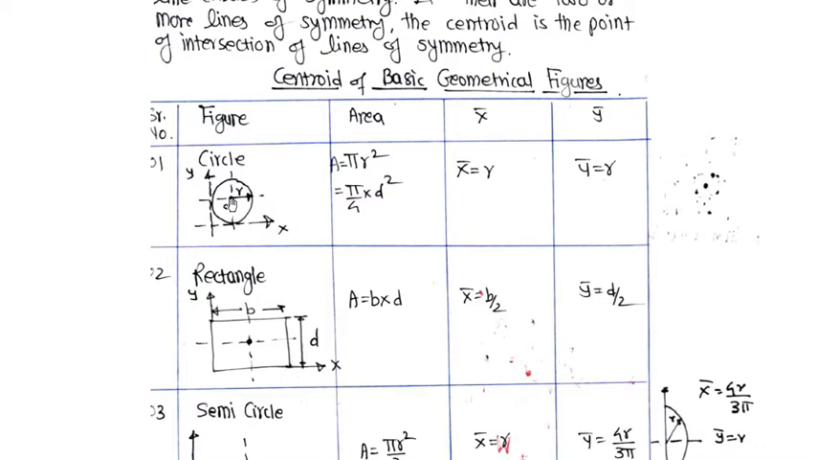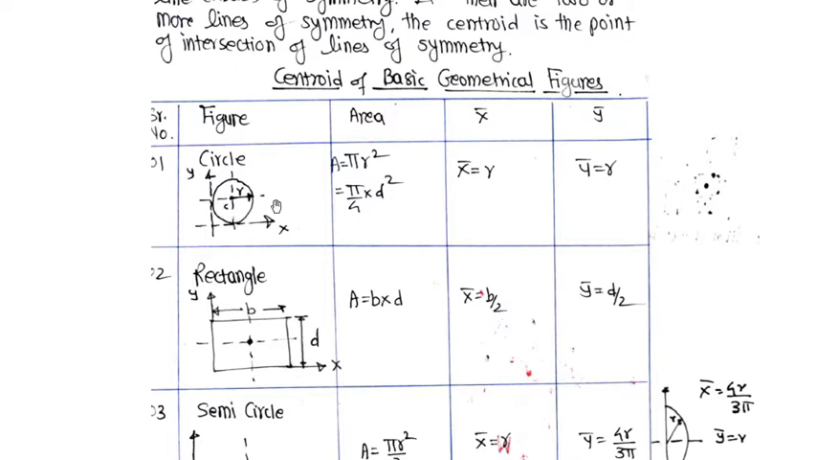So, this point is nothing but the centroid of the circle. Area of circle is pi r square, where r is radius, or pi by 4 into d square, where d is diameter. The center is the centroid of the circle. So x bar, the horizontal distance of this centroid from the y axis, is equal to r, and y bar is equal to r. So, very simple basic geometrical figure.